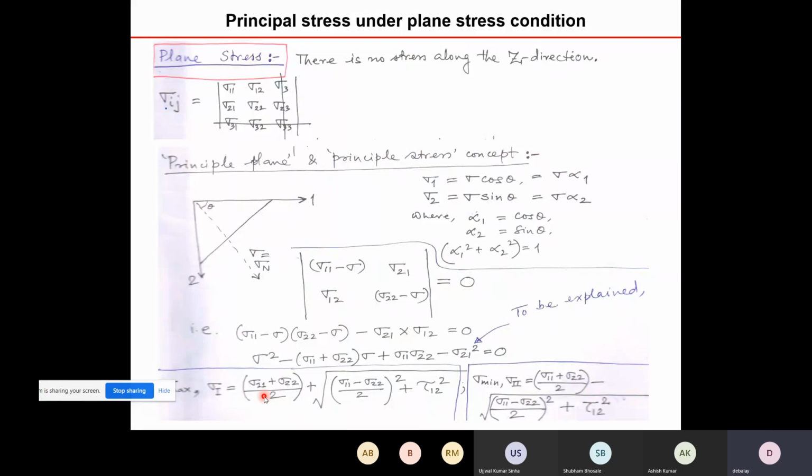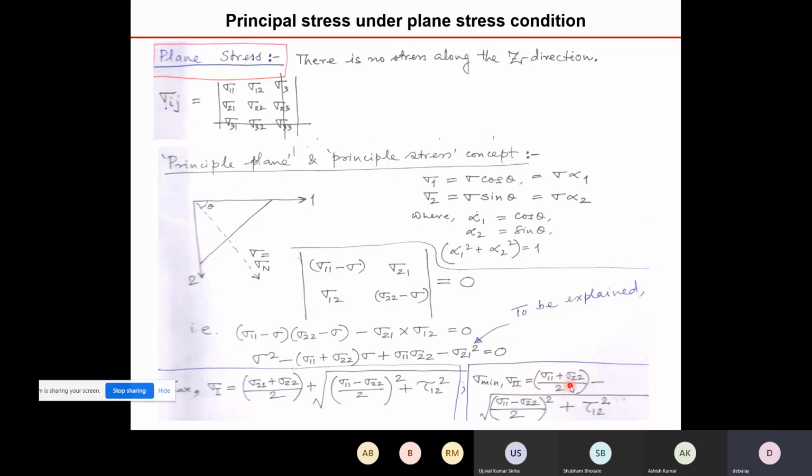Sigma Roman 1 equals (sigma 11 plus sigma 22)/2 plus the square root of ((sigma 11 minus sigma 22)/2) squared plus tau 12 squared. Similarly, you will find there will be only one more principal stress in this case, because the third principal stress we are not considering, since it is a biaxial loading.